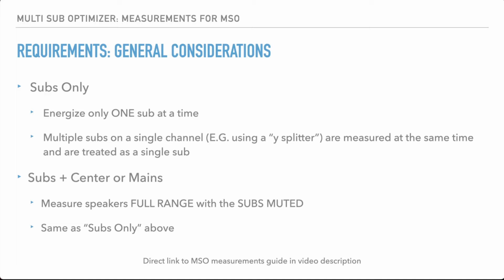I'm not going to go through that. I don't have that config in my room. I've got 4 sub outputs on the miniDSP and 4 subs in my room. But just be aware that if you are running a Y splitter, that's what's going to happen.